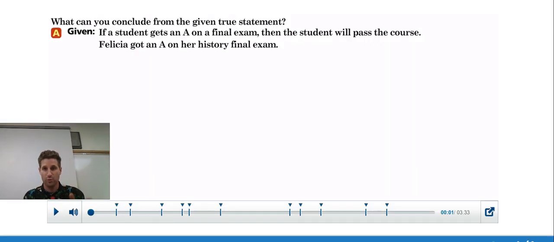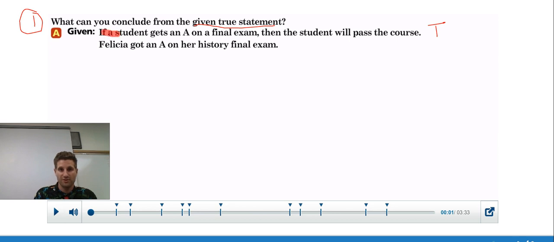Okay, here's our first example. What can you conclude from the given statement? If a student gets an A on the exam, then the student will pass the course. Felicia got an A on her exam. So, law of detachment: this is a given true statement. If this is true, we have two different pieces.